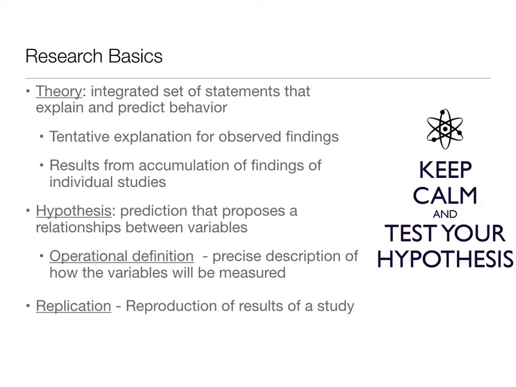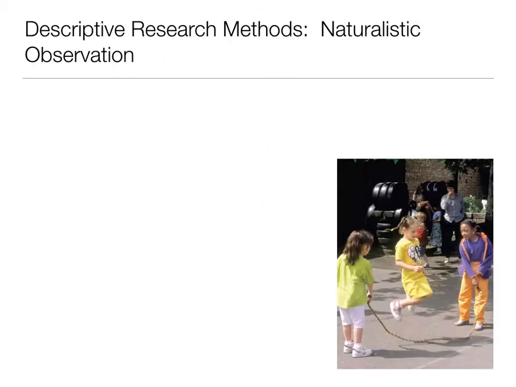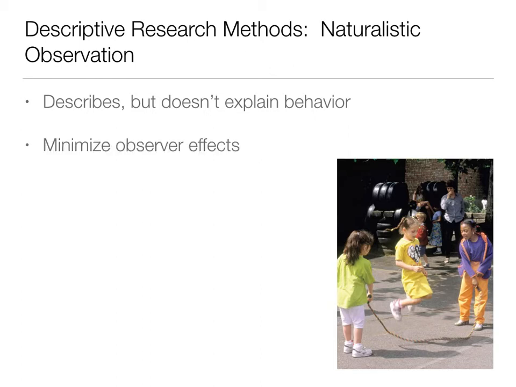Okay, so now that we have the basic lingo down, let's talk about those different research methods again. So descriptive research methods, one of which is naturalistic observation. This just describes behavior. It doesn't explain it in any way. So an example of a naturalistic observation study is if you're trying to measure, let's say, altruism. And you just sit outside Langdale and you look at behaviors that are altruistic, holding the door for someone else, letting someone else go in front. You'll operationally define these things, but nobody knows you're watching them.